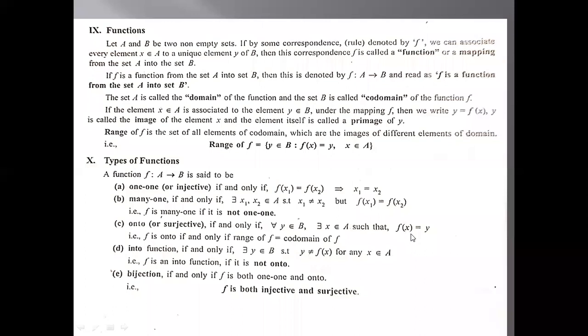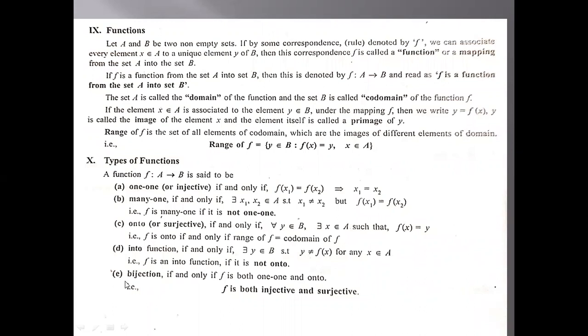For onto function, f of x is equal to y. Into function, if and only if y belongs to B such that y not equal to f of x. See here, for onto function f of x must be equal to y. For into function, in case of f of x not equal to y, for any x belongs to A, y belongs to B, we can say that f is into function if it is not onto.